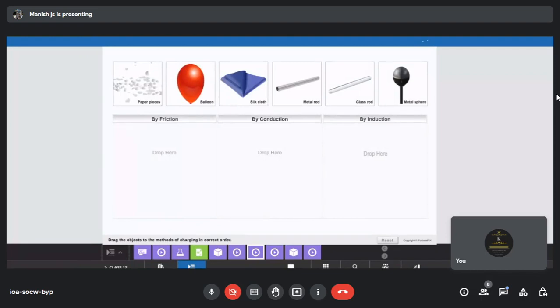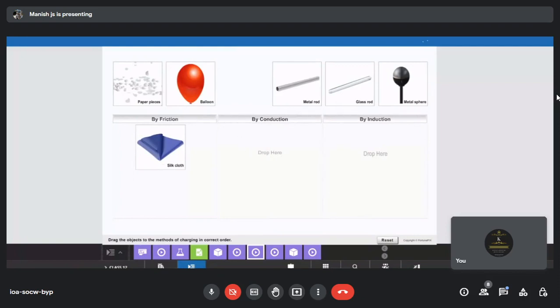So here, activity. By friction, which are the objects which can be charged by friction? You need to drop it in the appropriate columns. Glass rod, metal rod, silk cloth. So by friction, you can do it. Try again. You have to pull it and drop it here. Silk cloth, somebody said. Excellent. So silk cloth, you can do it.